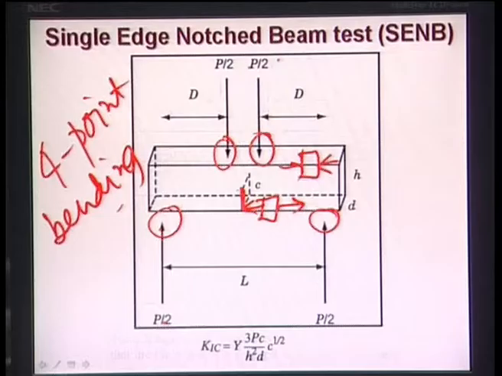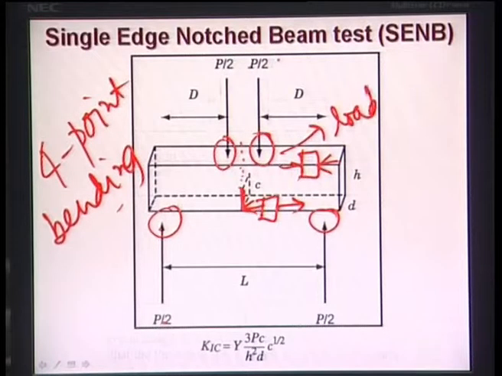So if a crack is placed on the tensile surface, then this crack can lead to the fracture of the material very fast. That is the reason in the single edge notch beam technique your crack needs to be placed on the tensile surface, and therefore the cracked surface needs to be placed opposite to the loading face. This is your loading face, where you are actually loading it, and this is your compression face, and this is your tension face, and in the tension face you have to put the crack.